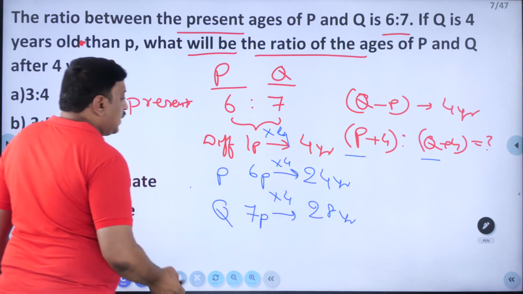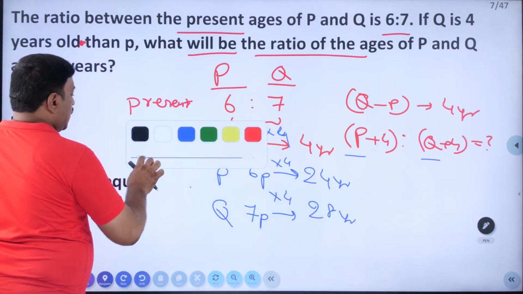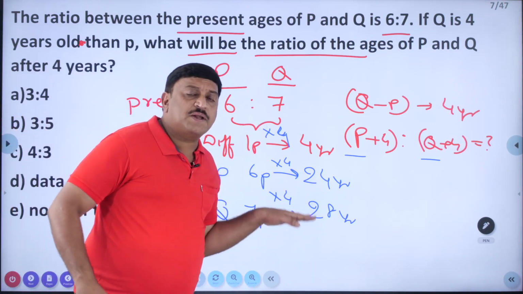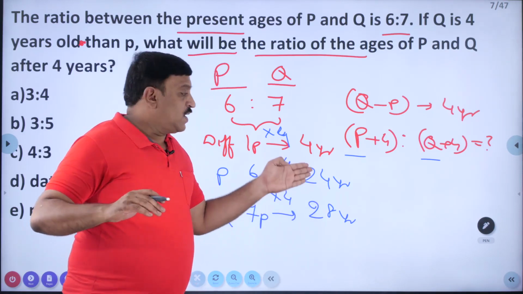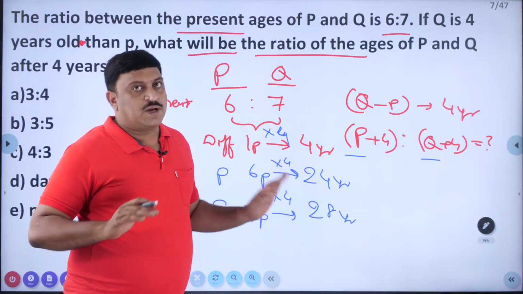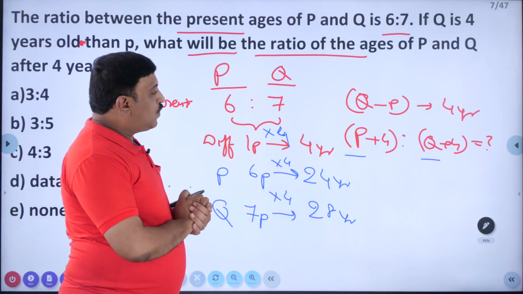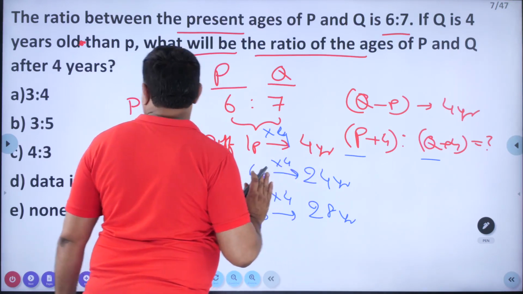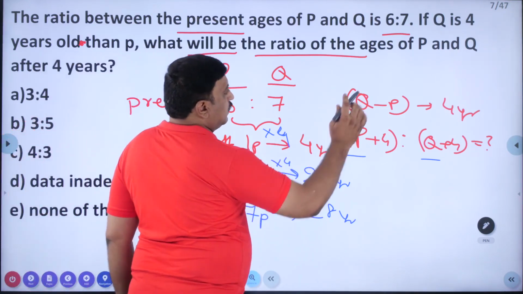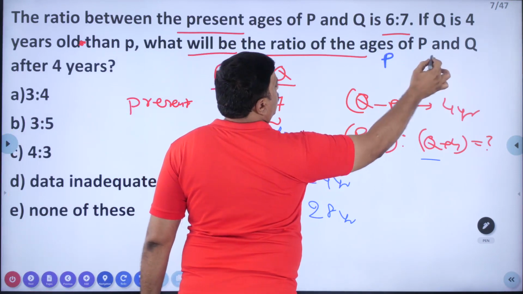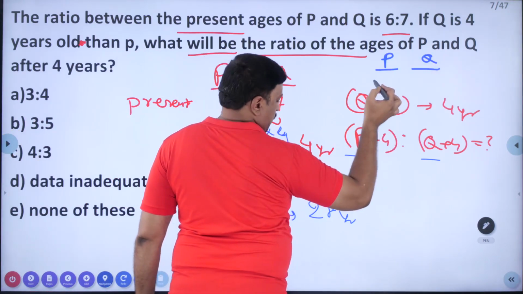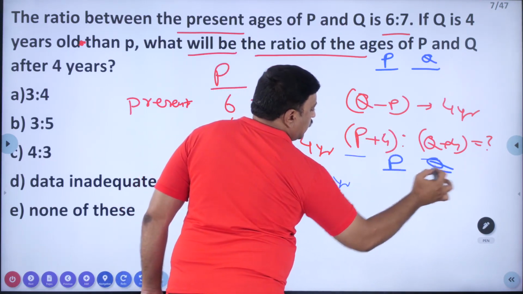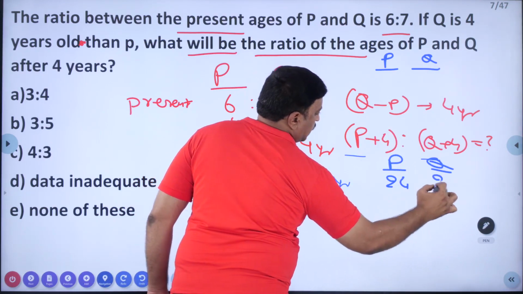What are these 24 and 28? They are the present ages: the age of P is 24, the age of Q is 28. Clear? So we got, I'll write here separately, you see this one. P and Q, that is 24 and 28.